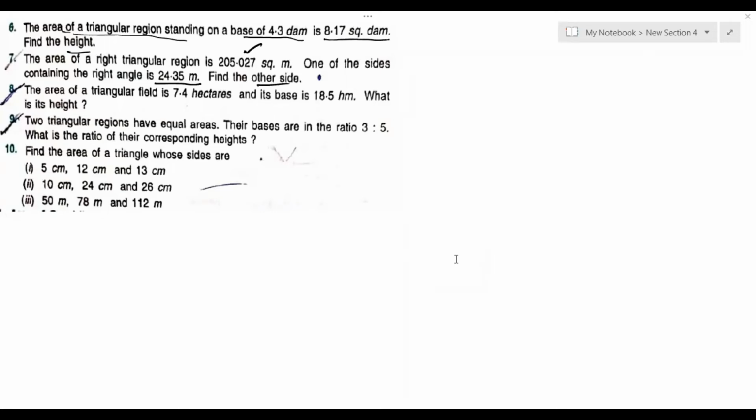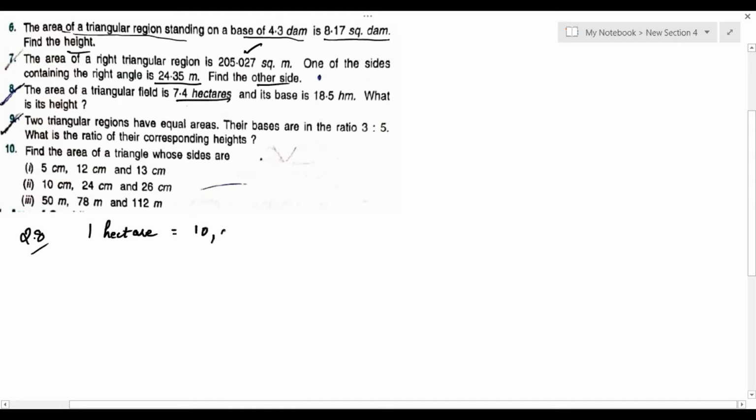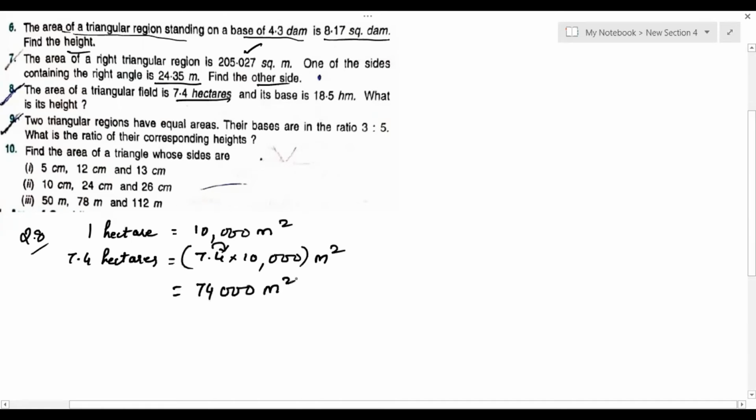Next, question number 8. You can see the area of a triangular field is given to you in terms of hectare, 7.4 hectares. So we'll convert it first in meter square. We know that 1 hectare is equals to 10,000 meters square. So 7.4 hectares will be equals to 7.4 into 10,000 meters square. 1 zero will be consumed for removing the decimal, and it will become 74,000 meters square.